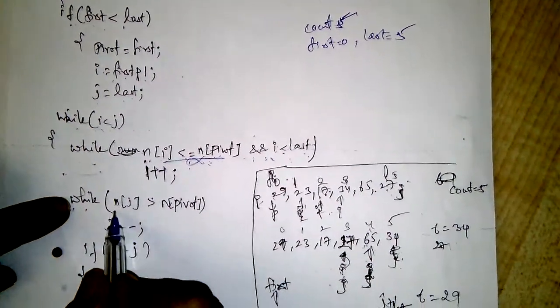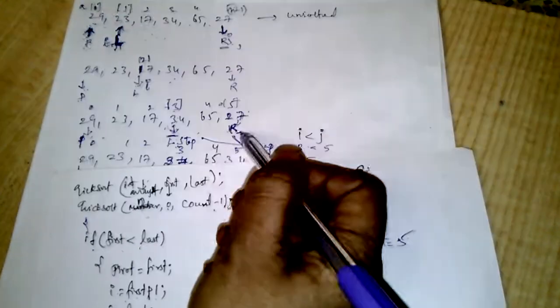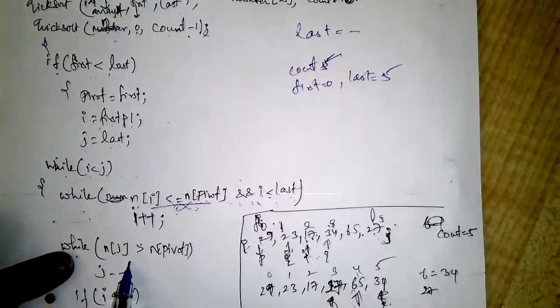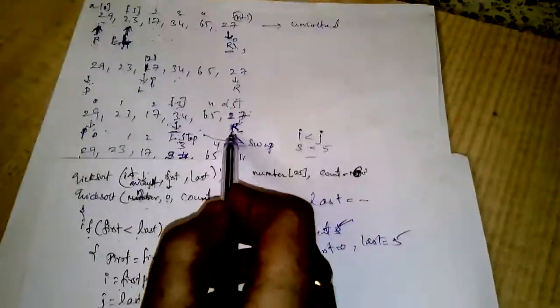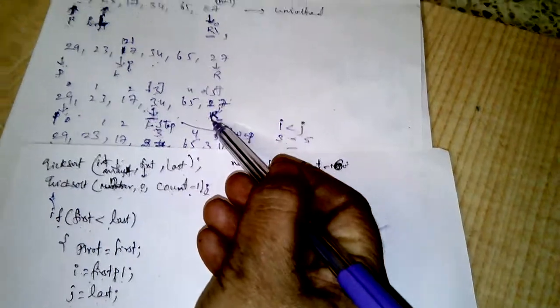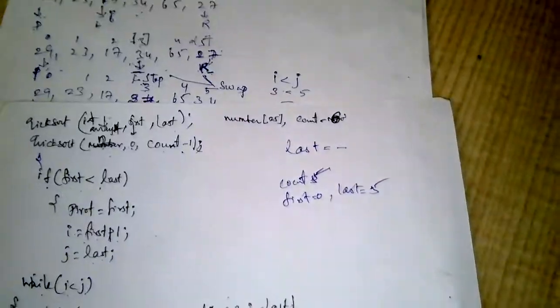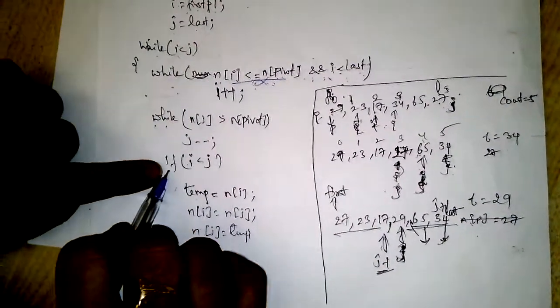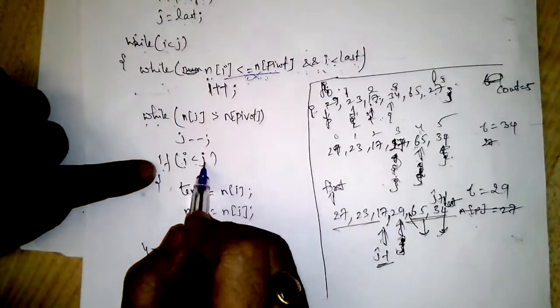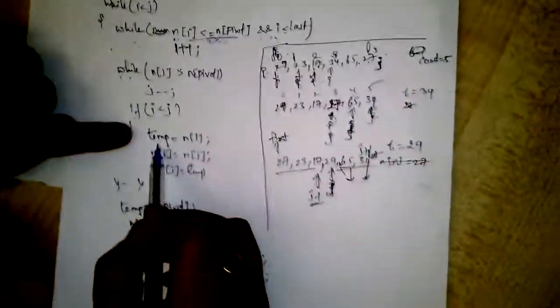Now we are checking the right part. n of j means n of 5, is it greater than pivot? n of 5 is 27, which is not greater than pivot, so the condition is false. Now it stops here and control comes to this statement. Is i less than j? i is 3, j is 5. The condition is true.